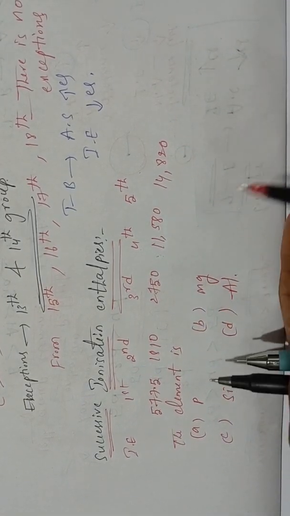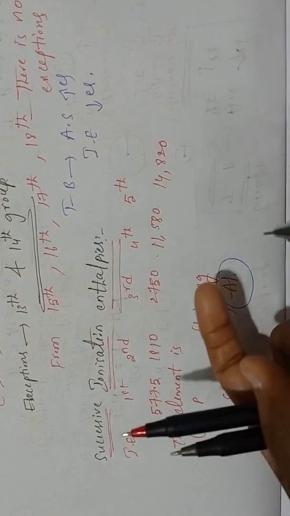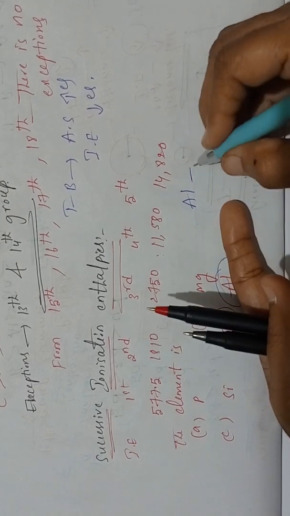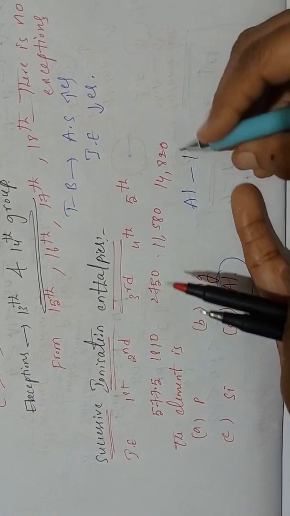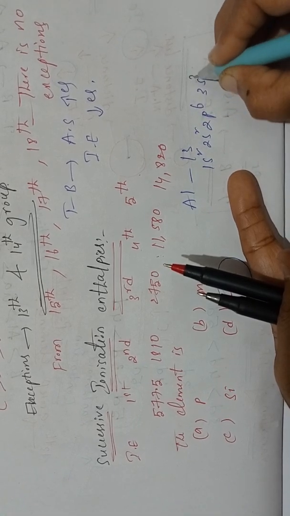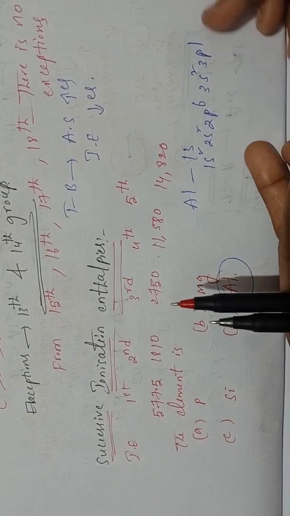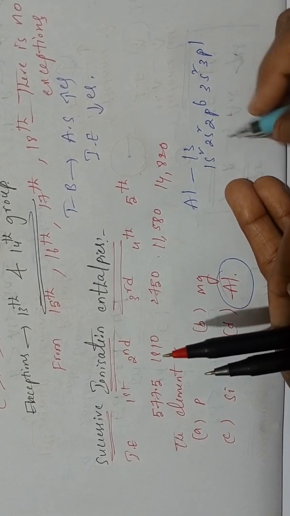Now I am taking the example aluminium, students. What is the aluminium atomic number? 13. 13 means what is the electronic configuration? 1s2, 2s2, 2p6, 3s2, 3p1. Correct? 3s2, 3p1. So in the first ionization energy, atomic number 13.